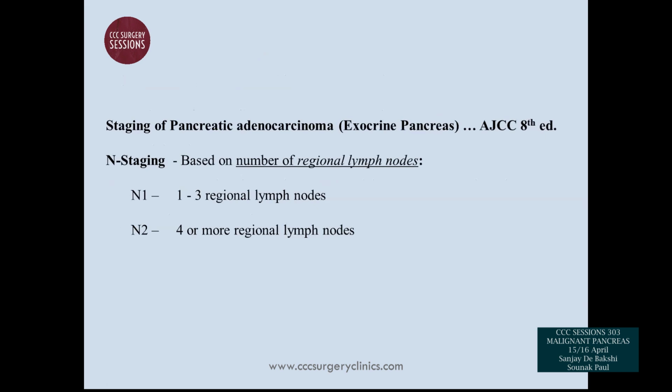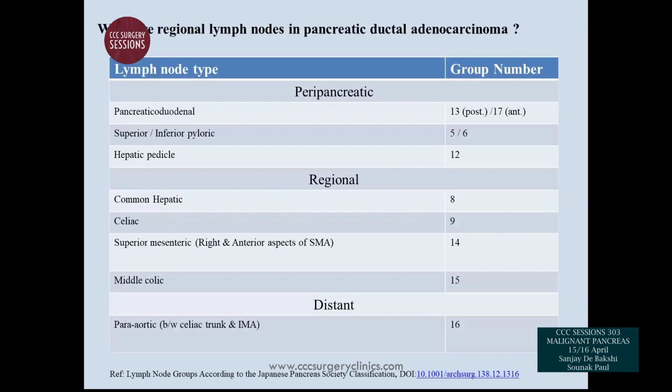These are the nodal staging. I think this has been discussed extensively, and I'll just browse through this. The peripancreatic lymph nodes are the pancreaticoduodenal, the anterior pancreaticoduodenal being along the gastroduodenal artery, and the posterior pancreaticoduodenal being the nodes between the uncinate process of the pancreas and the IVC. Then the superior and the inferior pyloric lymph nodes, and the lymph nodes along the hepatic pedicle, that is along the portal vein and the common bile duct.